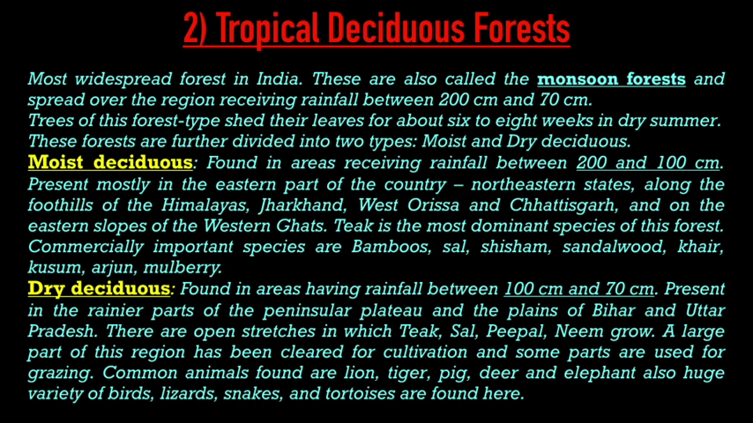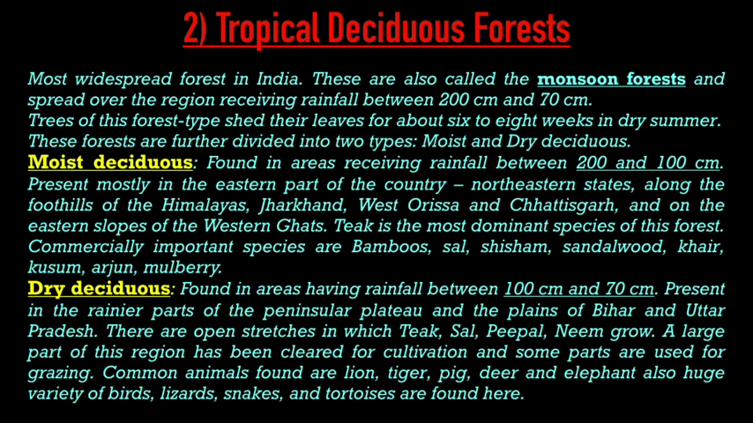Second is tropical deciduous forest. It is the most widespread forest in India. These are also called the monsoon forest and spread over the region receiving rainfall between 200 cm and 70 cm. Trees of this forest type shed their leaves for about 6 to 8 weeks in the dry summers. Hence they are called deciduous forests.